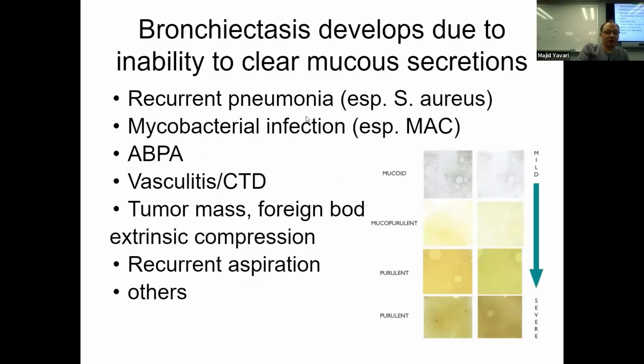Often see recurrent pneumonia, especially staph and pseudomonas, in patients with bronchiectasis. Mycobacterial infection is common, and also diseases that can lead to bronchiectasis, like allergic bronchopulmonary aspergillosis, vasculitis, and then if you have something extrinsic going on, tumor mass or foreign body that keeps a certain airway from clearing mucus, you can develop bronchiectasis in that airway. And finally, recurrent aspiration is a pretty common phenotype. And that's just some more sputum pictures for you because I like them.